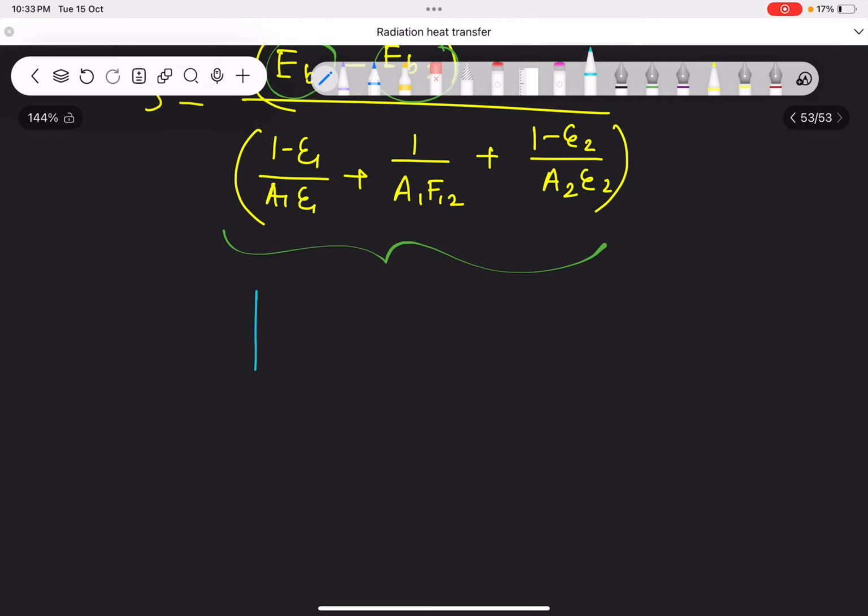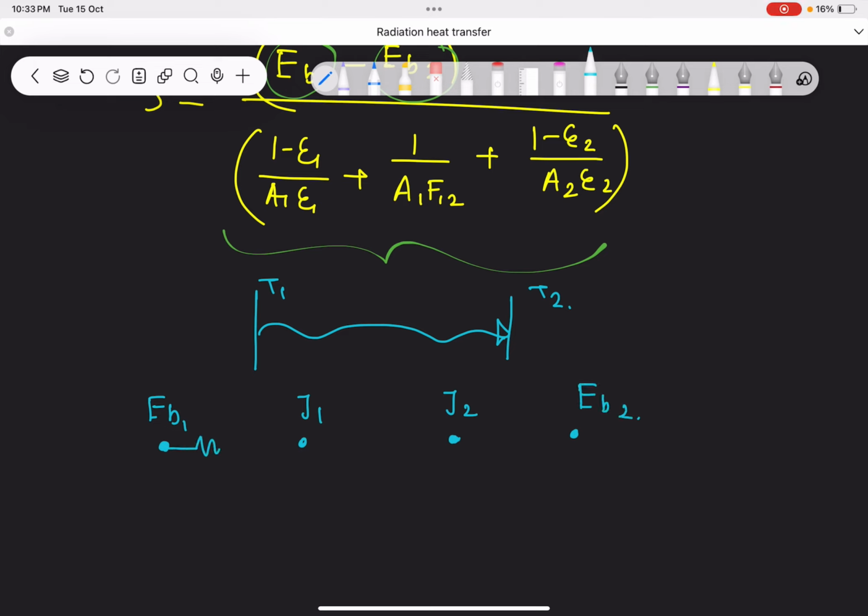So if you have 2 surfaces, each one having T1 and T2, you will draw the network like this. For this surface I have already shown you, if you are considering that the heat is flowing like this, you will have EB1, J1. Then for this surface the heat is going inside, it will have J2, EB2. Now from EB1 to J1, this is for one particular surface, that is why this is called the surface resistance. This is R surface 1, and this is the space resistance, R space. This is again the surface resistance, R surface 2.